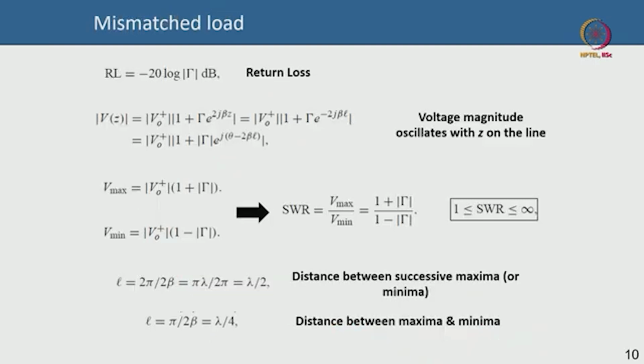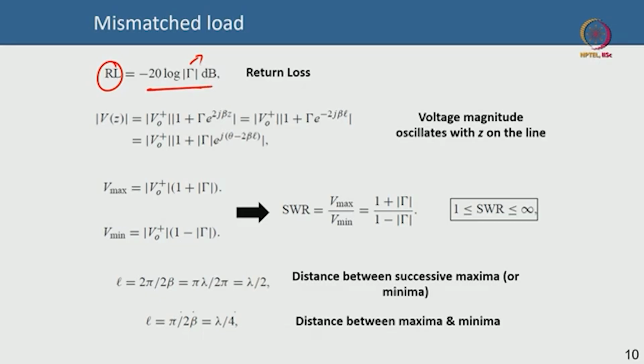Now, there are certain terminologies we just have to keep in mind. For instance, return loss is minus 20 log of the reflection coefficient. You try to bring the reflection coefficient to 0, but it may not necessarily be 0. So, depending on the reflection coefficient that you have, you can define a return loss, and you want the return loss to be as low as possible.